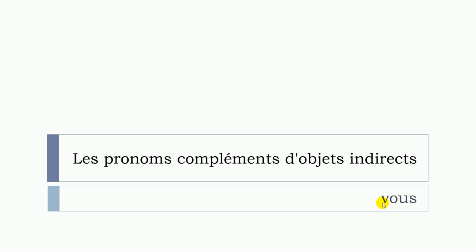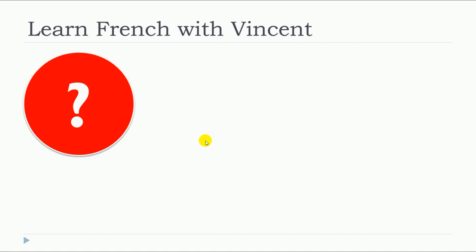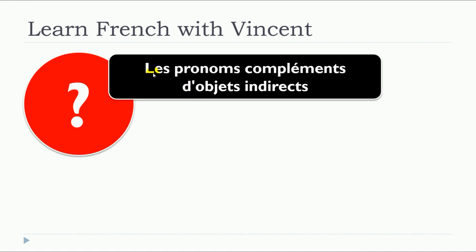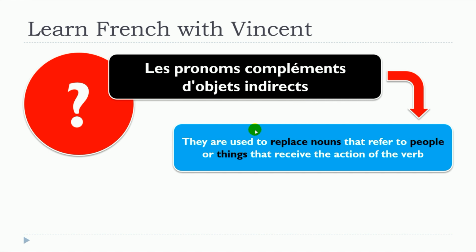In this lesson, we will see together les pronoms compléments d'objet indirect. But more precisely, we will see vous. So let's see together what are les pronoms compléments d'objet indirect. And the first thing, they are used to replace nouns that refer to people or things that receive the action of the verb. This is really, really important.